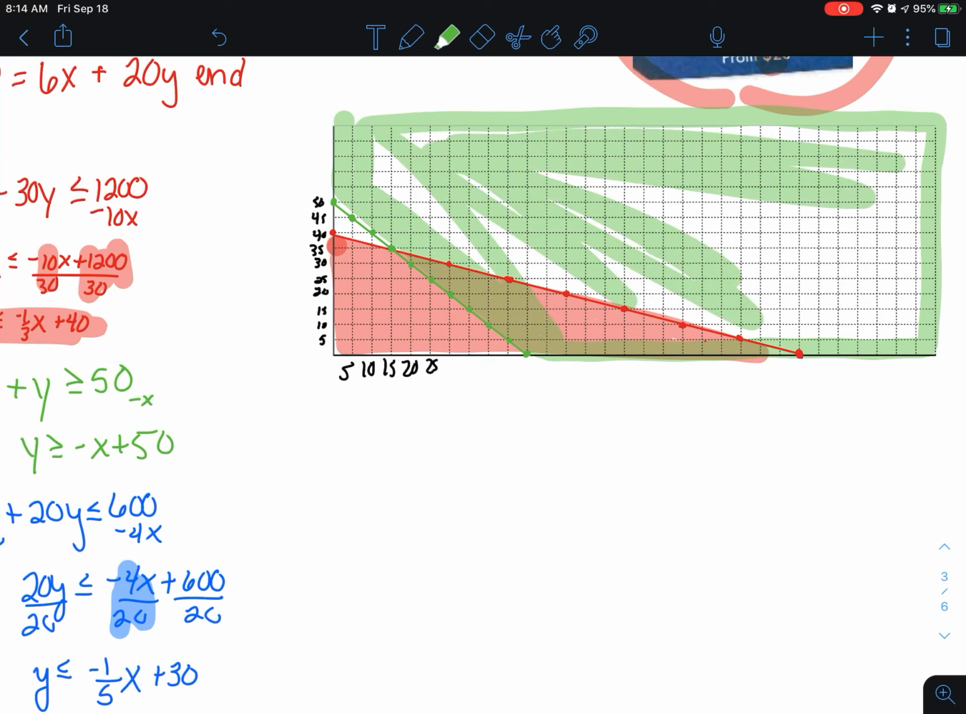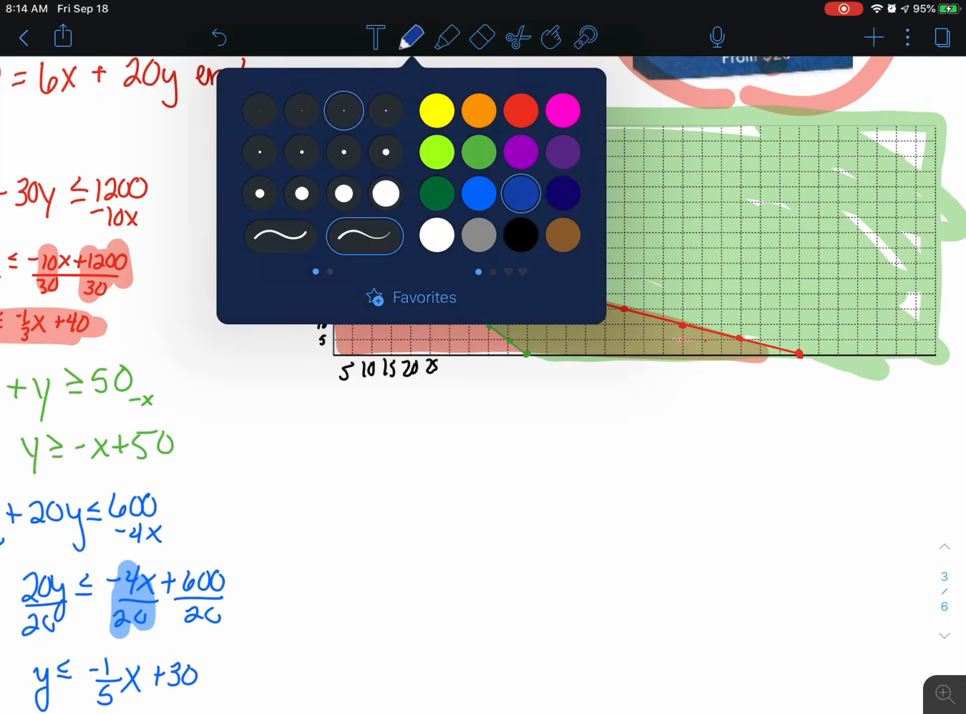Okay, so green. I'm just going to really focus on that place where we're overlapping. Remember, we learned in 3.3, the answers are where things overlap. Now it's time for blue.